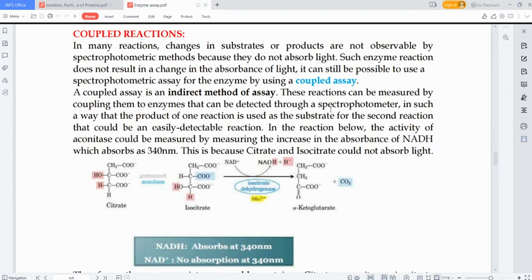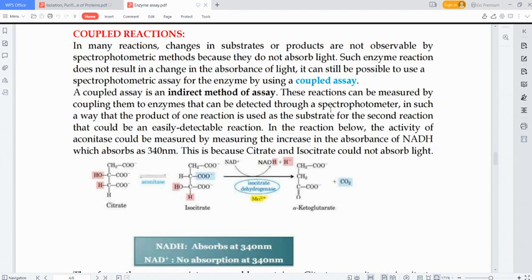So what we do is that we couple this reaction to the conversion of isocitrate to alpha ketoglutarate, in which the enzyme that actually does the job of this conversion is isocitrate dehydrogenase. Now, what we do in this case is you're going to put your citrate, you're going to put your aconitase. Okay, then you're going to add your isocitrate dehydrogenase, then you're going to add your NAD, and you begin to monitor the production of NADH.